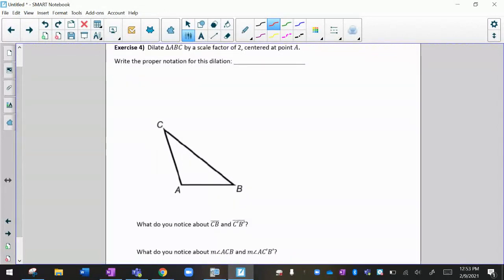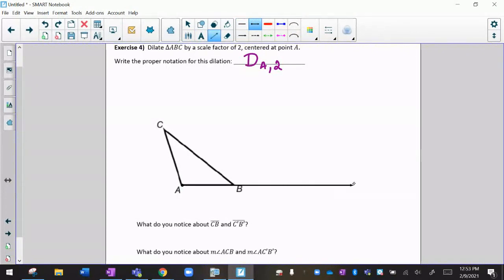So dilate ABC by a scale factor of 2 centered at A. Write the proper notation. All right, so my proper notation: dilation, center, scale factor. Well, if I center at A, that means those lines that I draw, I start at A as my center, and then I go to the old points and continue out. Start at A, go to the old point, continue out. So your center can be on your finger.